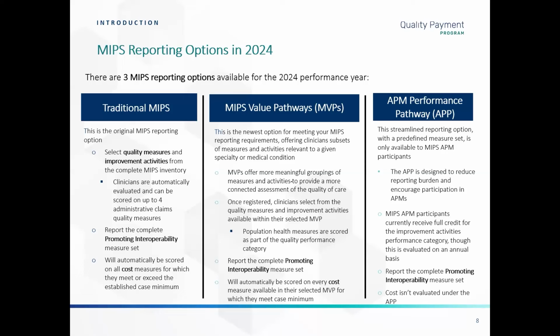Now I'm going to discuss the APM Performance Pathway, also known as the APP. So the APP is a streamlined reporting option with a predefined measure set and is only available to MIPS APM participants. The APP is designed to reduce reporting burden and encourage participation in APMs. MIPS APM participants currently receive full credit for the improvement activities performance category, though this is evaluated on an annual basis. Just want to note you also need to report the complete promoting interoperability measure set, and cost isn't evaluated under the APP. Next slide, please.